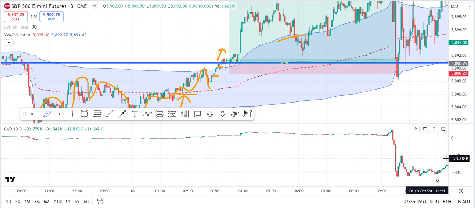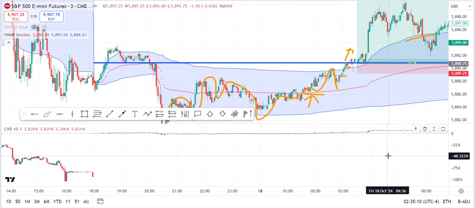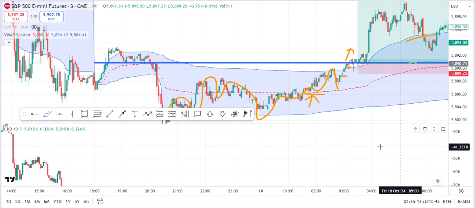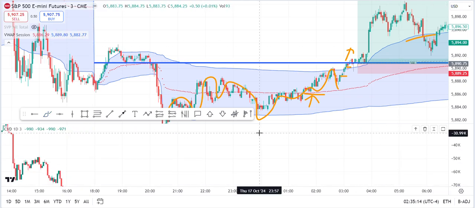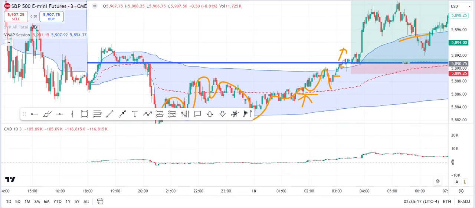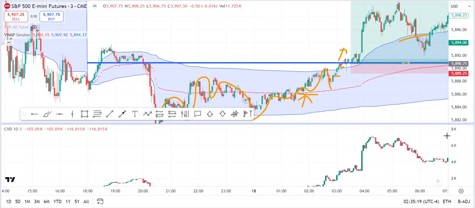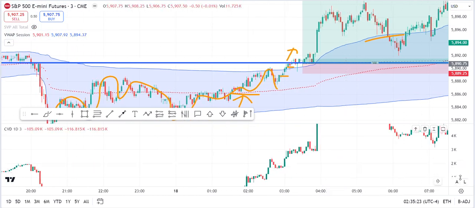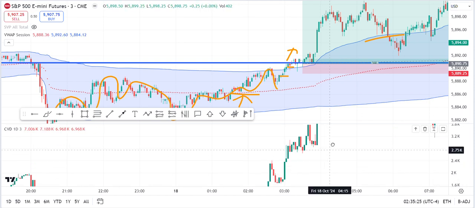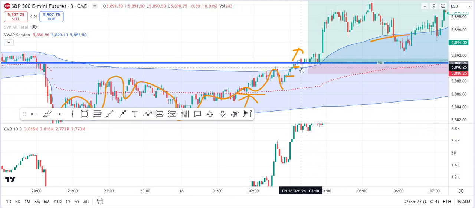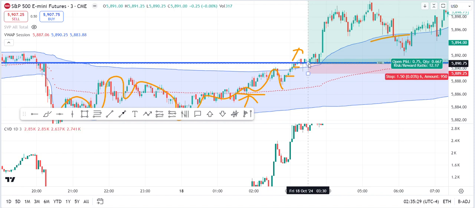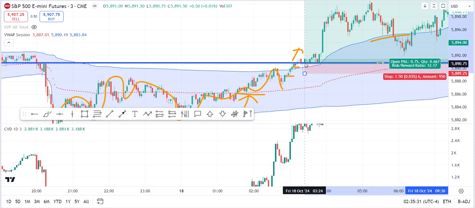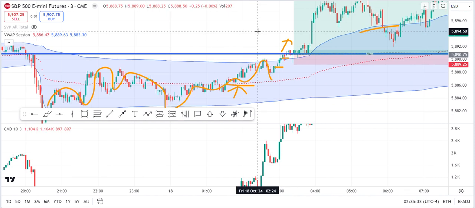I'll get into CVD. That's market open, so I'm trying to kind of ignore that, the huge bump up in volume when the session opens. So we'll go to where I took the trade. Oh, I actually took it a bit earlier. It's 2 minutes there. That's where I took it.